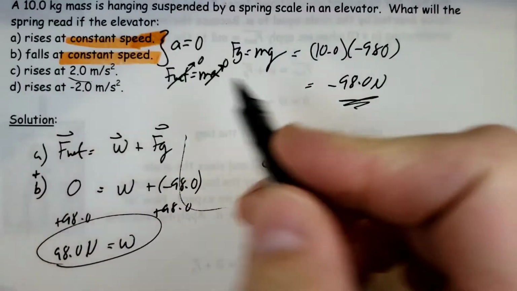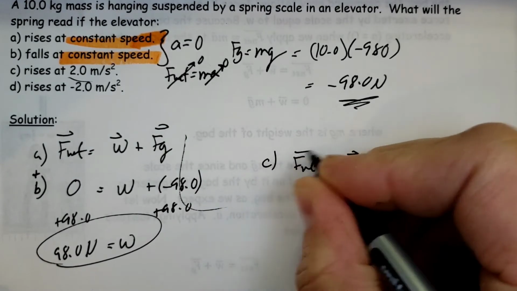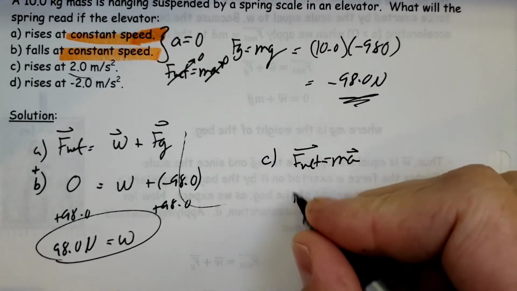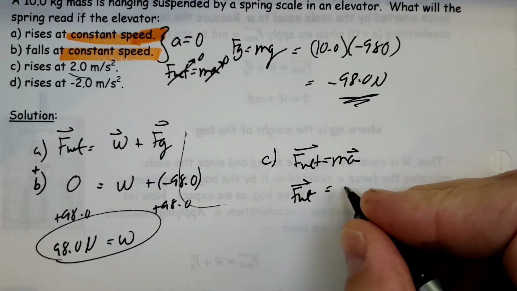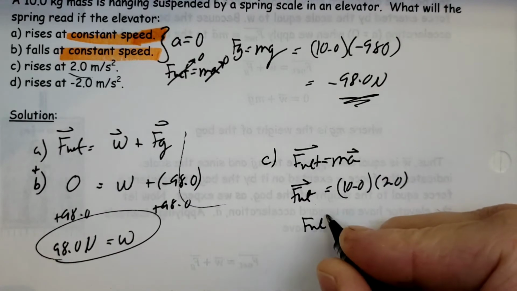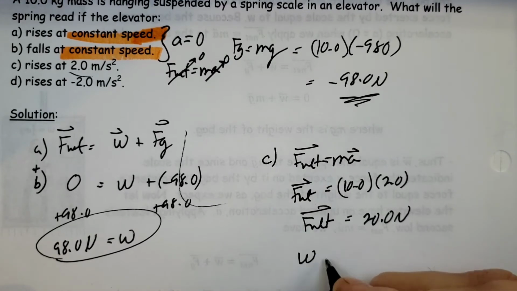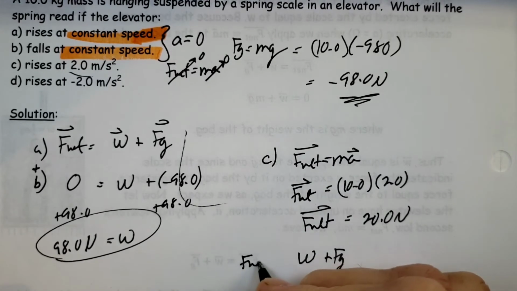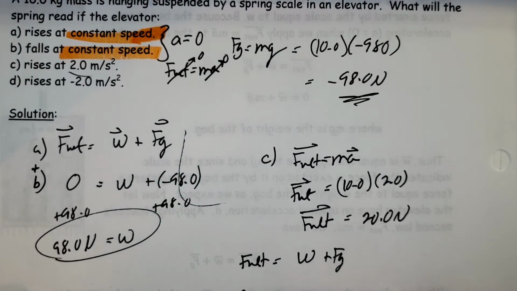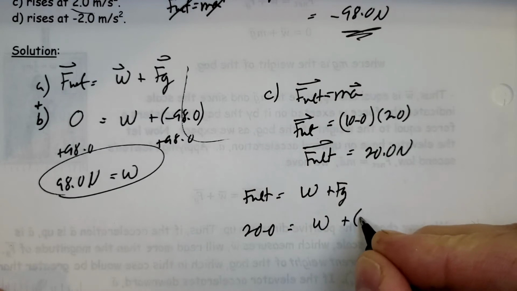C, if I'm rising at 2 meters per second though, or sorry, that is my acceleration, so I'm changing by 2 meters per second every second. So F net is equal to my mass times positive 2, because we're going up, 20 newtons. So working this again, vertically, this is what I have happening. Now over here, of course, I have my overall force that results is 20. I have my W, and I have negative 98.